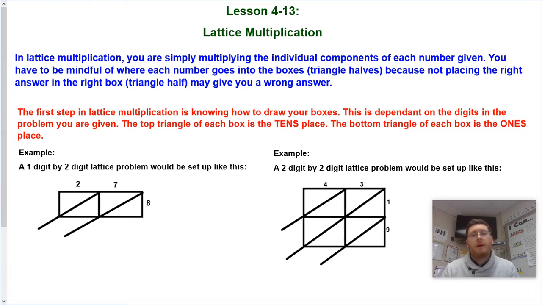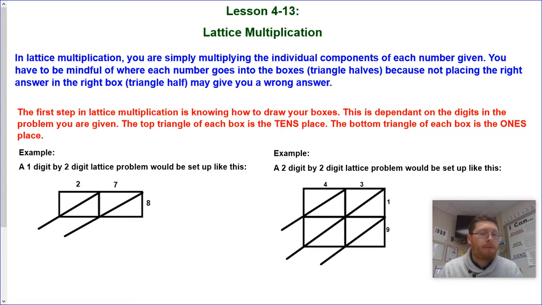And what that means is you are breaking apart your number into the individual numbers, not expanded form. That would be box method, but individual. So if I had the number 27, I would break it up 2 and 7. If I had 54, I would do 5, 4. 69, I would say 6, 9. All right, so I'm just breaking up the numbers based on their individual digits.